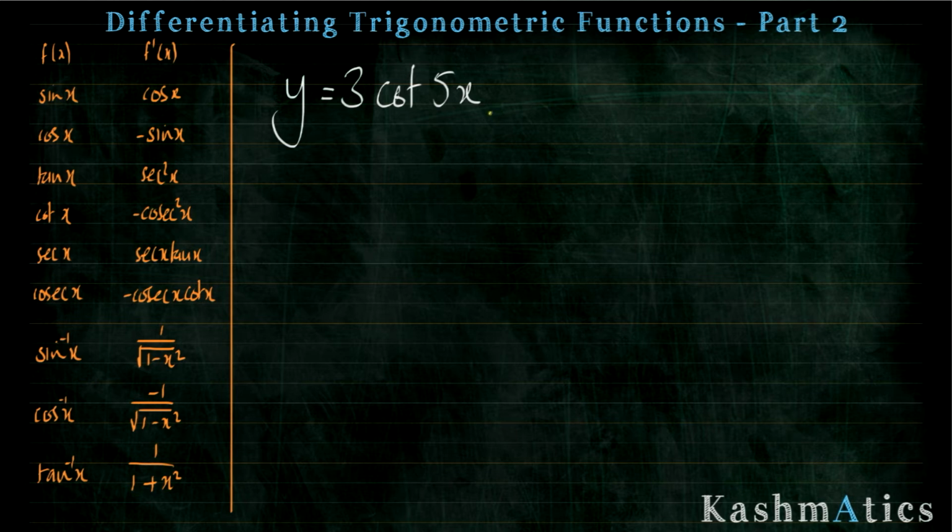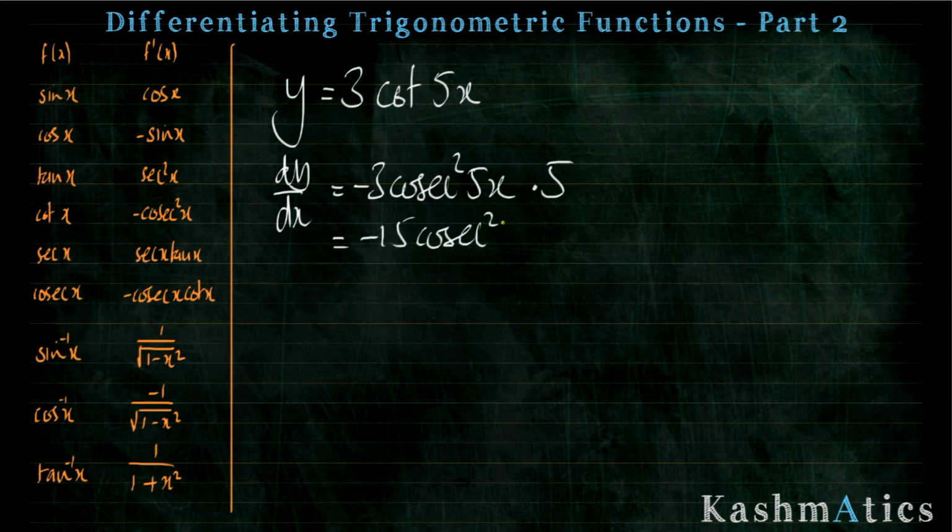We've got 5x, and then we take the cot of that and then multiply it by 3. Now the 3 doesn't really make a difference in terms of the functions, we just need to make sure we multiply the whole thing by 3. So dy by dx will equal, now cot becomes minus cosec squared x, but we've got this 3 as well, so it's minus 3 cosec squared, now it's 5x because that's the angle, multiplied by 5, because that's the derivative of 5x. So overall, we've got minus 15 cosec squared 5x.